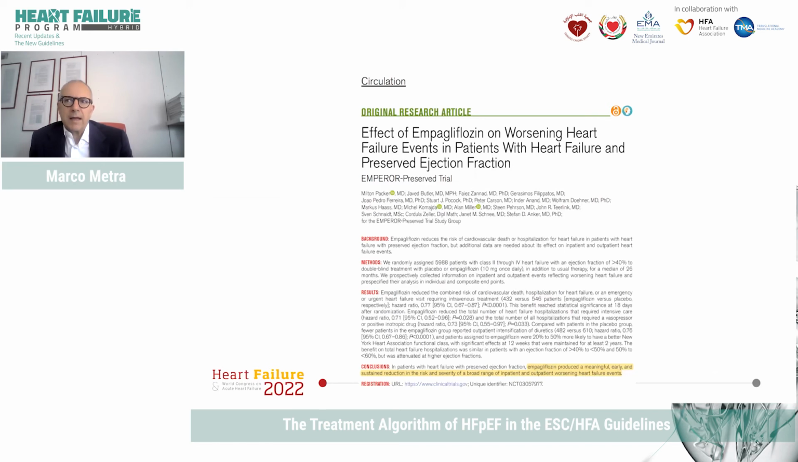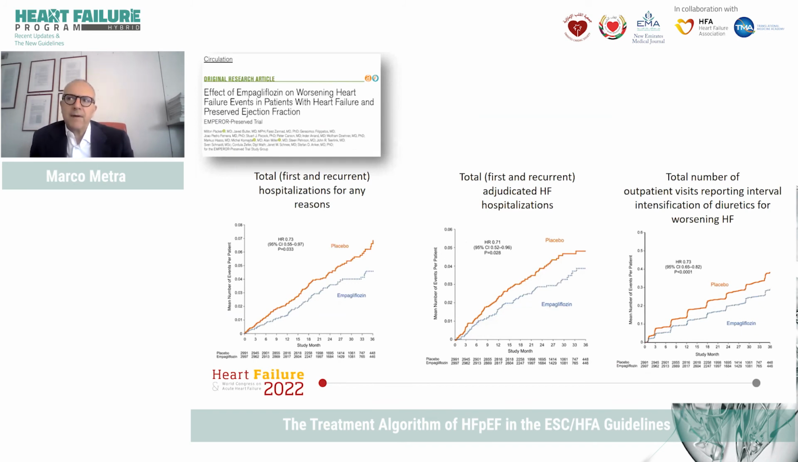However, we have a drug that is for the first time effective overall in patients with heart failure and preserved ejection fraction. We have a drug which is highly effective and significant in reducing heart failure hospitalizations and cardiovascular death in all the patients who had an event of worsening heart failure. You see here, patients who were hospitalized for heart failure, patients who had first and recurrent hospitalizations, patients who had just an intensification of diuretic treatment for worsening heart failure.